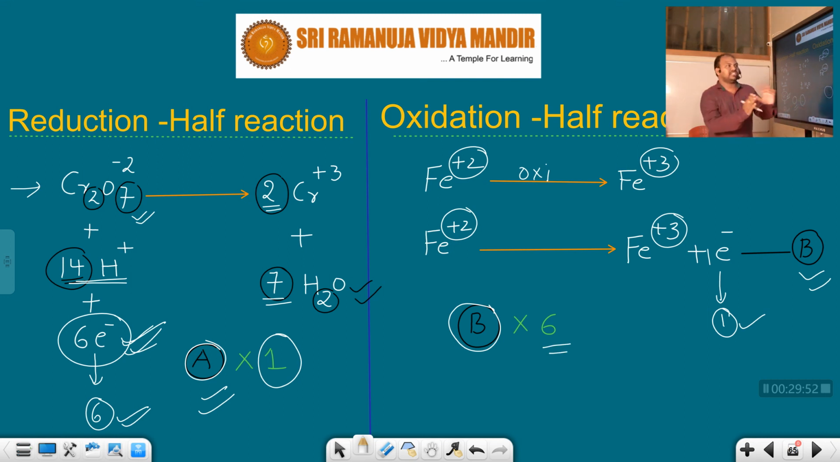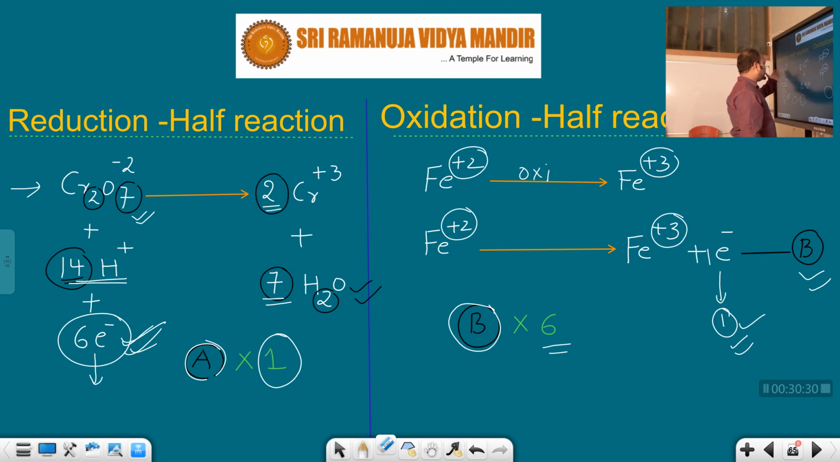So we interchange the electrons and multiply them with the respective equations. So here A is multiplied by 1. Why is reaction A multiplied with 1? Because reaction B contains only one electron. That one electron will be multiplied with A. Why is B multiplied with 6? Because reaction A contains 6 electrons, and those electrons will be multiplied with the B chemical reaction. Don't forget that one. Okay students, A is multiplied with 1, B is multiplied with 6.